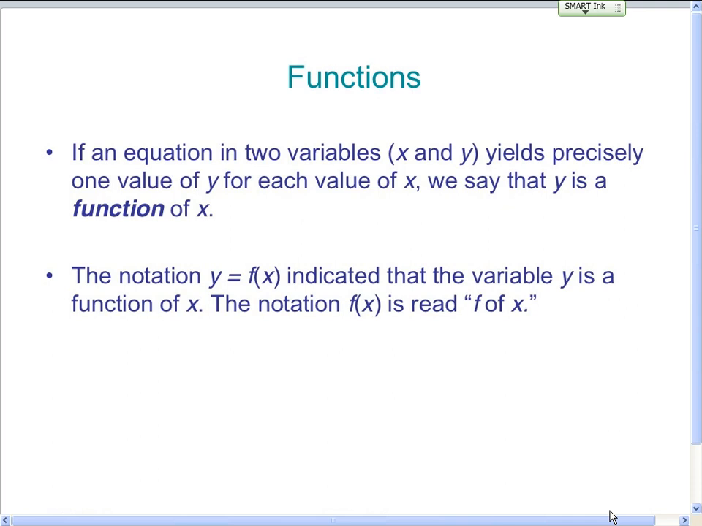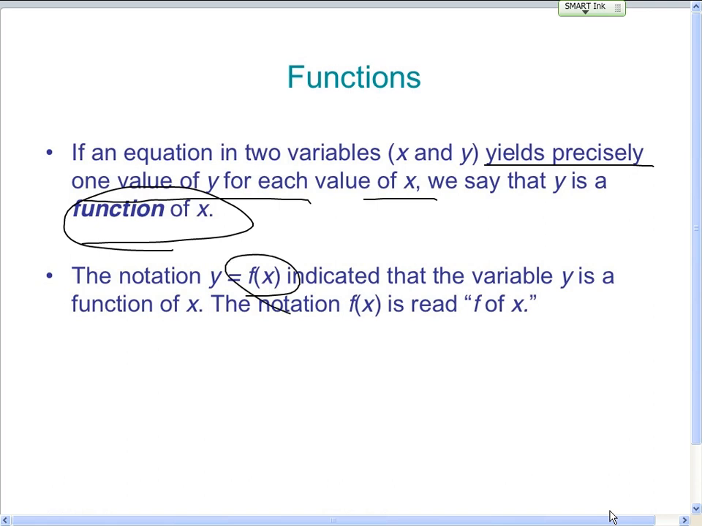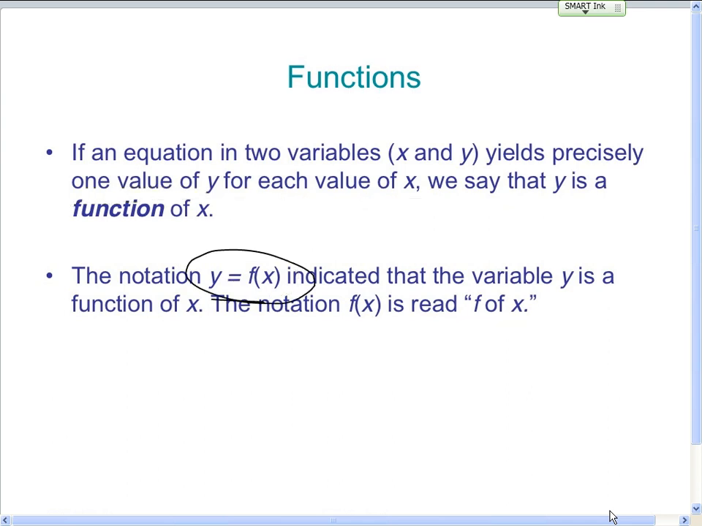If an equation yields precisely one value of y for each value of x, we say that it is a function, and function notation is f with the parentheses and the x. Now, this is a case where parentheses does not mean multiplication. It means you have function notation. This is read f of x, not f times x, and it means y. So if you see f of x, we're replacing y. y is the same as f of x. f of x is the same as y.